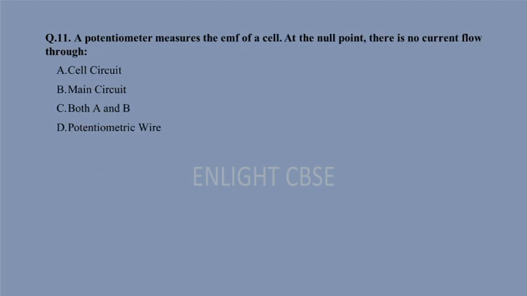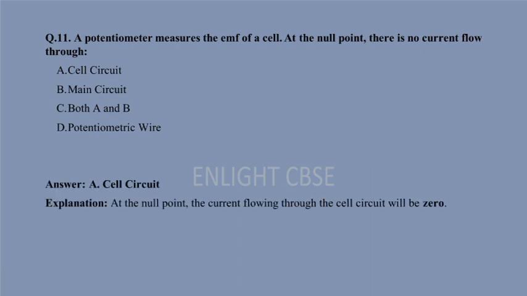Question 11. A potentiometer measures the EMF of a cell. At the null point, there is no current flow through A. Cell circuit, B. Main circuit, C. Both A and B, D. Potentiometric wire. Answer: A. Cell circuit. At the null point, the current flowing through the cell circuit will be 0.